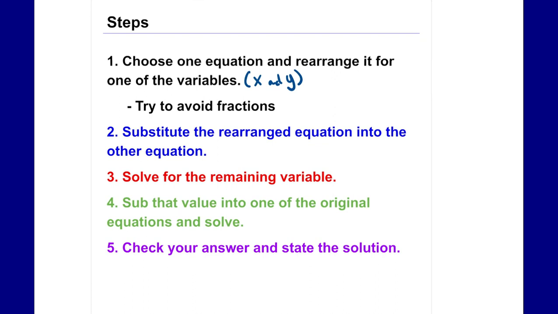Once you rearrange an equation, you're going to substitute the rearranged equation back into the other equation. So you have two equations, you're going to rearrange one and substitute it into another. Once you do that, you're going to solve for the remaining variable, and then you're going to substitute that value back into one of the original equations and solve. And at the very end, you're going to check your answer and state the solution. Sometimes the questions may not ask you to check, but it's a good way to always see, did I get the right answer?